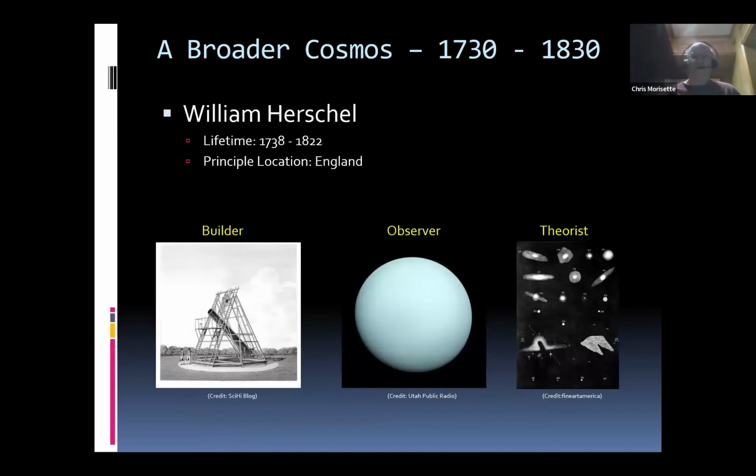Okay, so now we're going to go to a section of the timeline I like to refer to as a broader cosmos. If you notice, really up until this point in time, the outer sphere of stars, as Pythagoras said, was of little interest other than they were there and they could help in understanding the changes of the season. But there wasn't really anything going on out there per se.